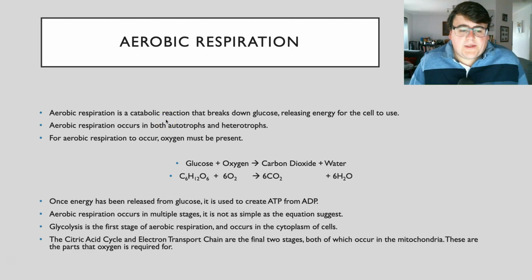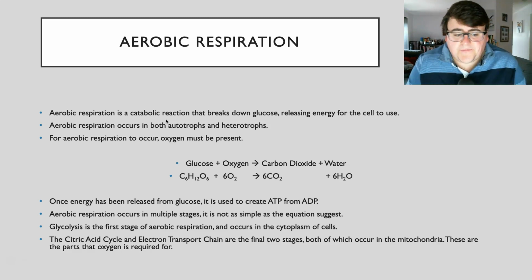As I said before, aerobic respiration actually occurs in multiple stages. So we have glycolysis, which is the very first stage. That occurs in the cytoplasm of cells. You then have the citric acid cycle and the electron transport chain. Now these are the final two stages of aerobic respiration, and they occur in the mitochondria. These are also the two stages that require oxygen to get energy out of them. So you don't need oxygen for glycolysis, you only need oxygen for the citric acid cycle and the electron transport chain.